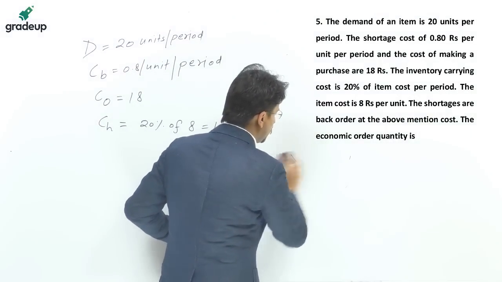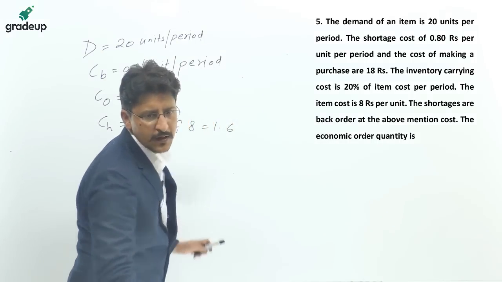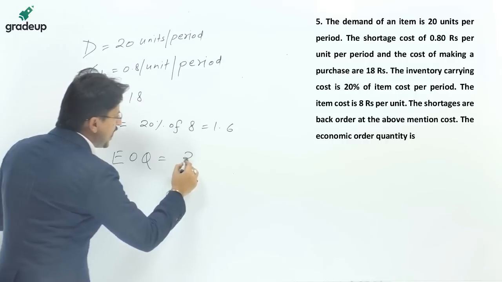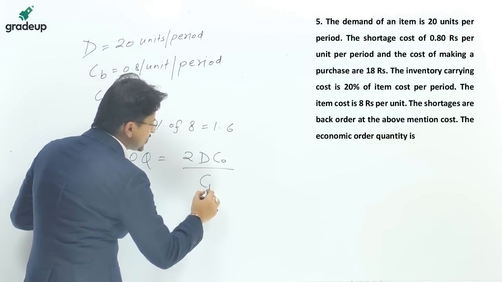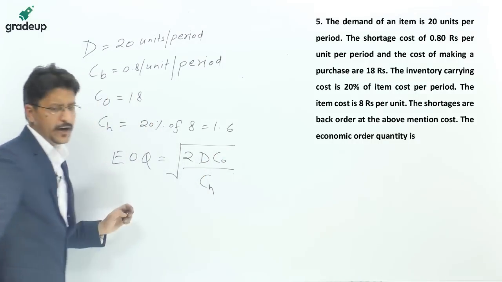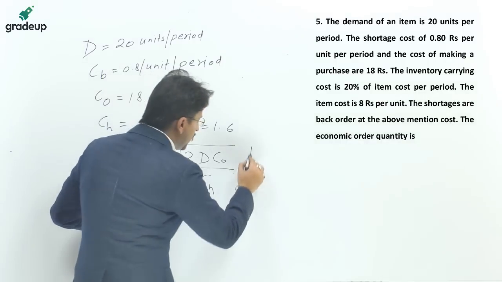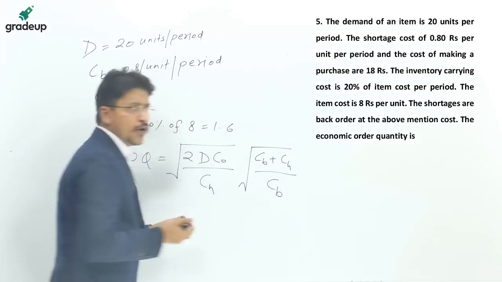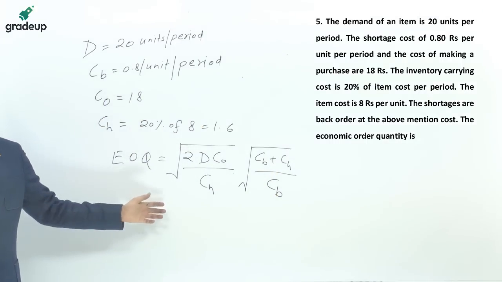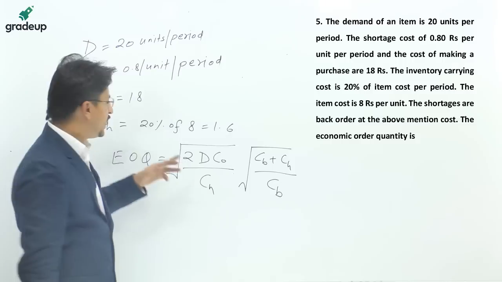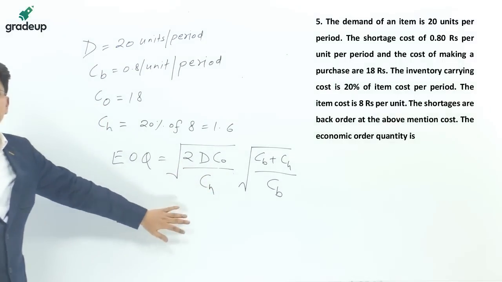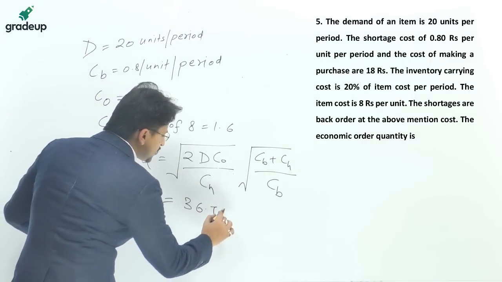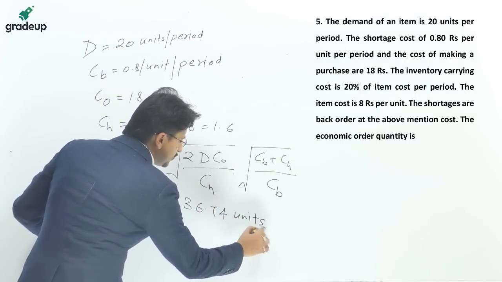So, in this, what is asked? The economic order quantity, the EOQ. In this case, the EOQ is given by the square root of 2 D C0 by CH, into (CB plus CH) upon CB, because this is a case of shortage. All the values have been given to you: CH, CB, D, C0. Just put those values here, get the answer. You should get the answer as 36.74 units.